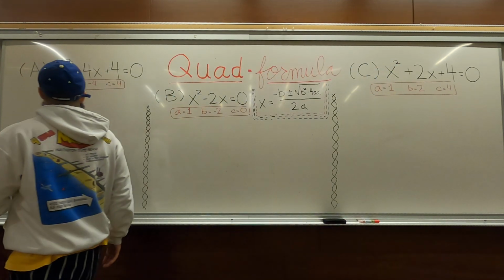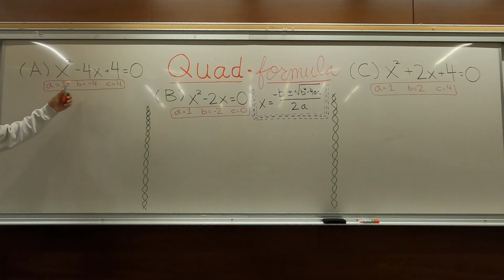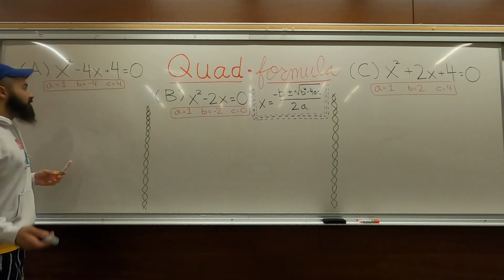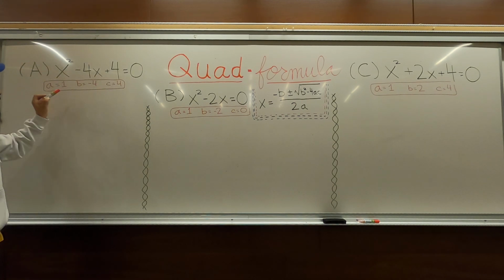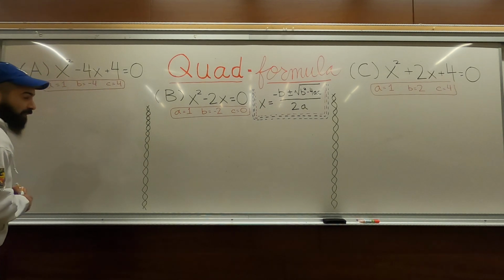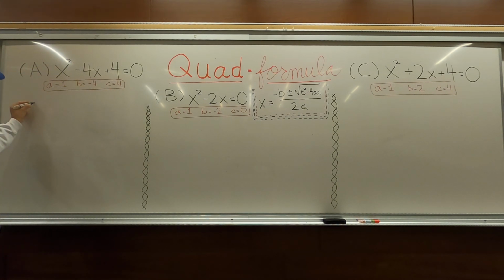So let's start with example A. X squared minus 4x plus 4 equals 0. The first thing you want to do is identify your A, your B, and your C. So A is 1, my B is negative 4, C is 4, and we're going to go ahead and apply that formula right there.